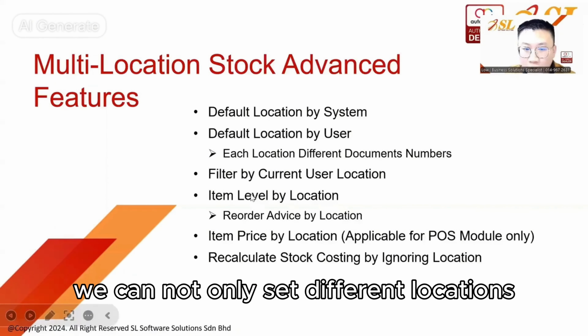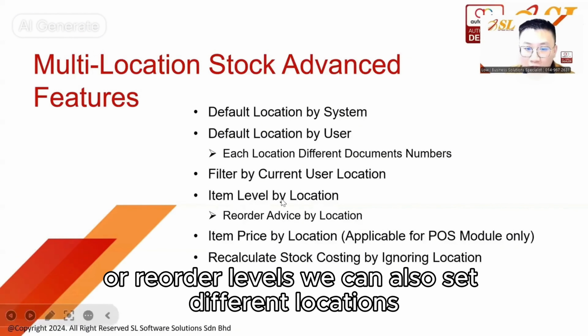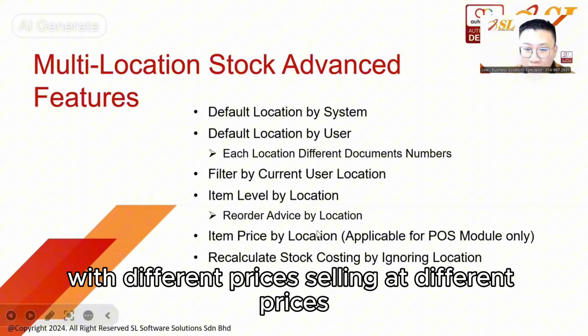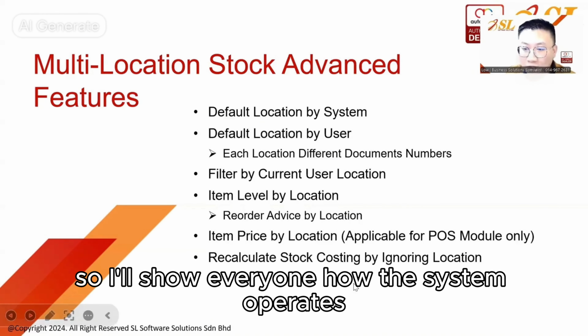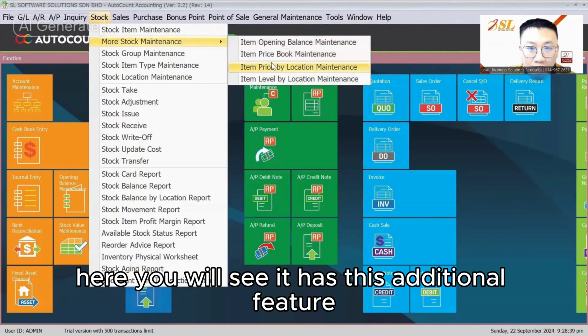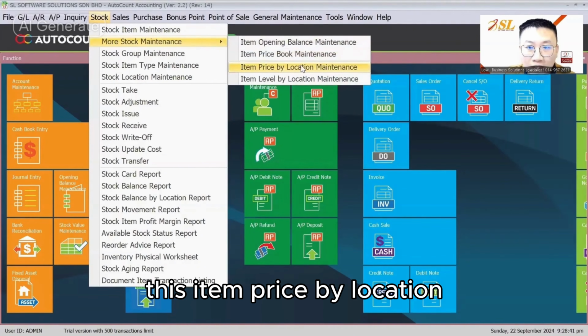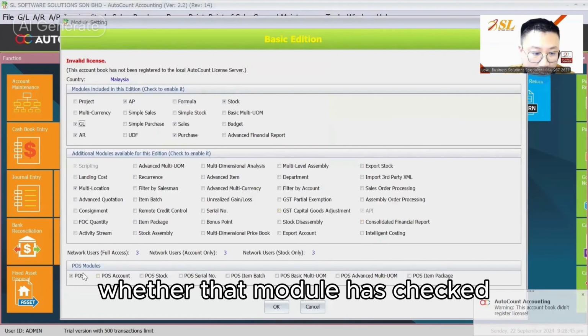We can not only set different locations with different stock levels or reorder levels, we can also set different locations with different prices, selling at different prices. That feature is only available in the POS module. So I'll show everyone how the system operates. Here you will see it has this additional feature, this item price by location. Of course, you need to first confirm whether that module has checked the POS.